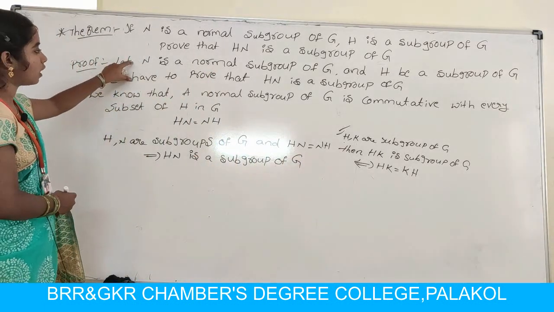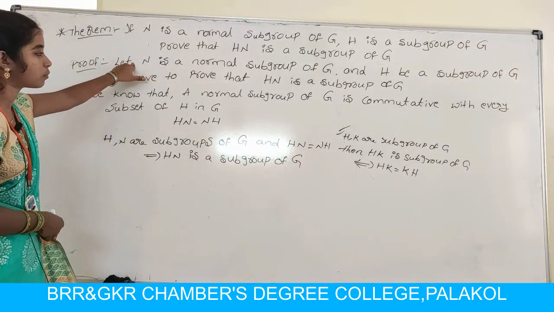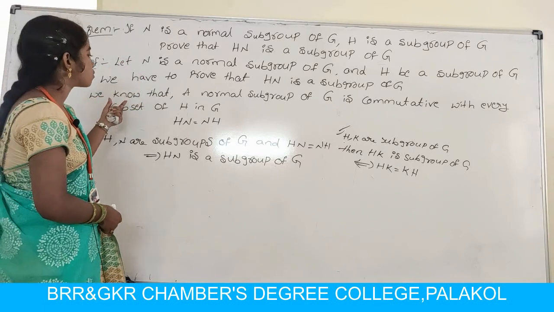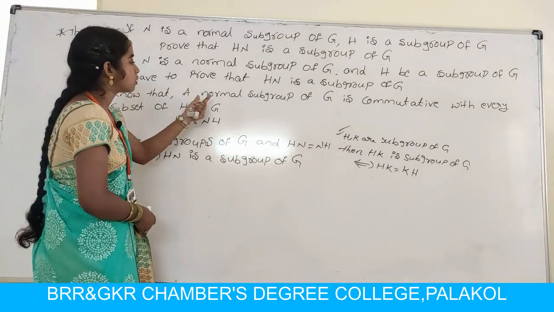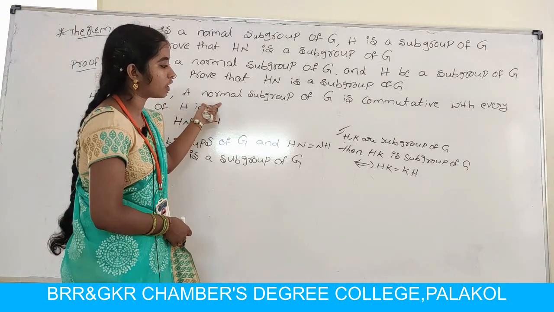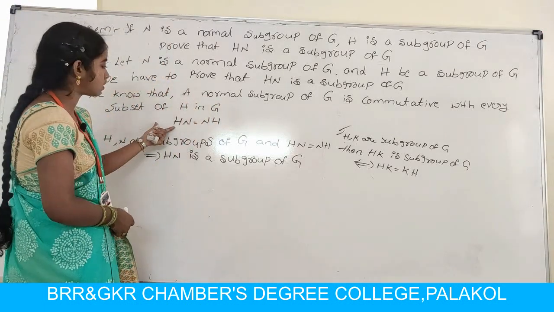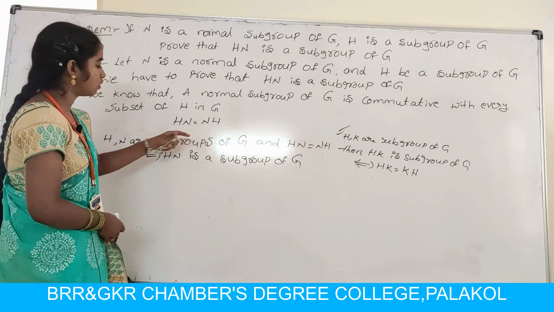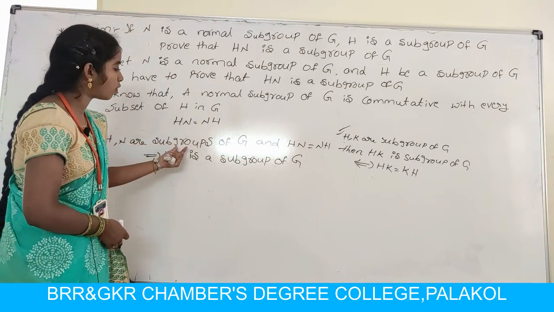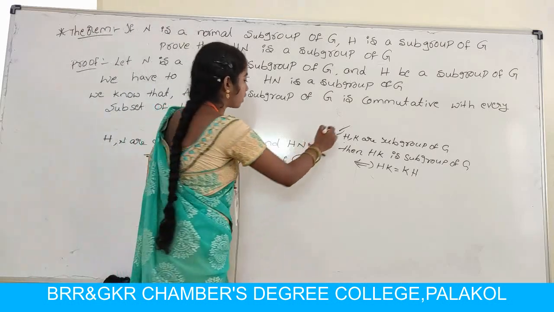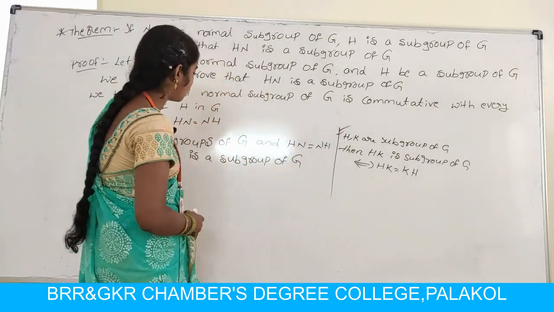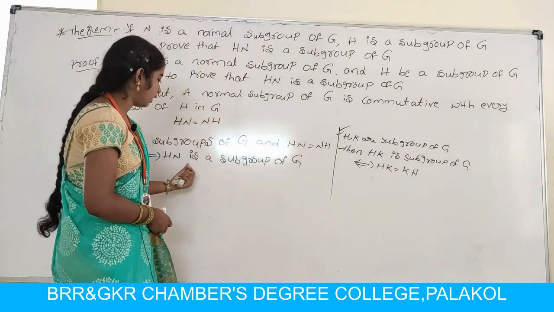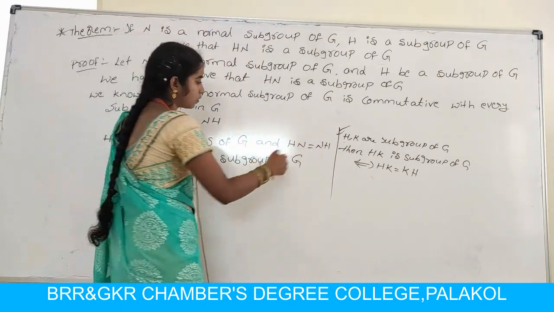So first of all, given N is a normal subgroup of Z, and H is a subgroup of Z, we have to prove that HN is a subgroup of Z. We already know that a normal subgroup of Z commutes with every complex of H in Z. That means HN equals NH. So H, N are subgroups of Z, and HN equals NH. That means HN is a subgroup of Z, by using this theorem.